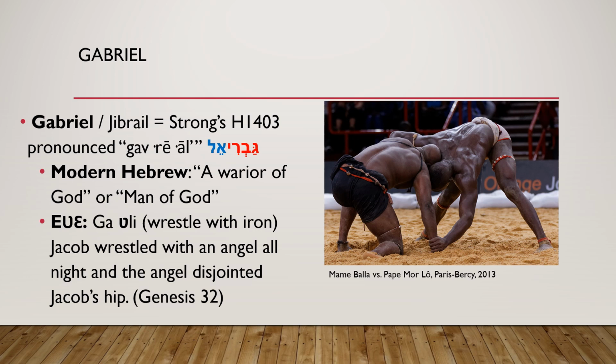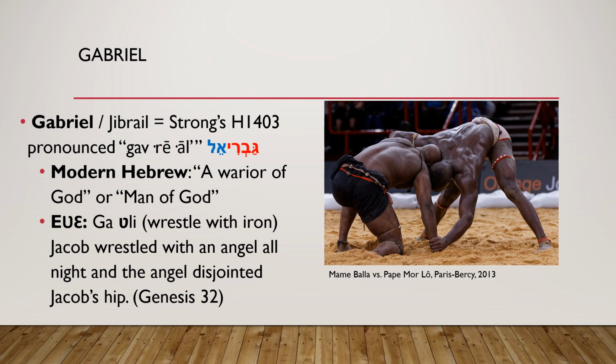Let's look at it in Ewe. Ga in Ewe means iron. It also means again. Vli means wrestle. So Gavli means wrestle with iron, and also it means wrestle again. What does the Bible say about Gabriel or Gavli?